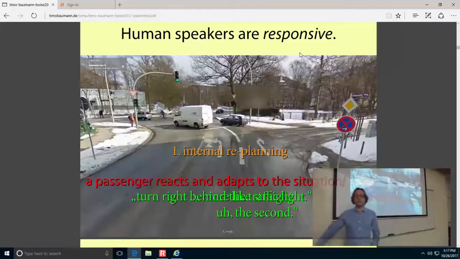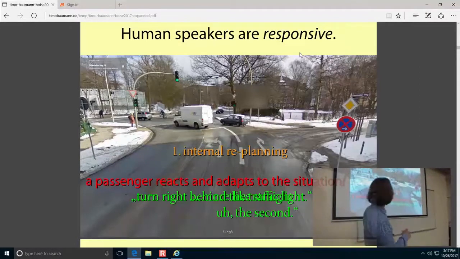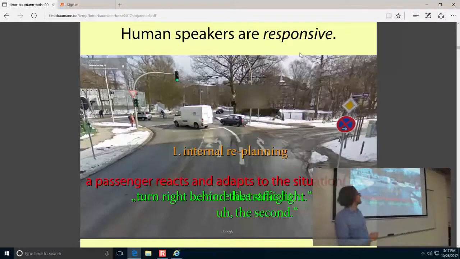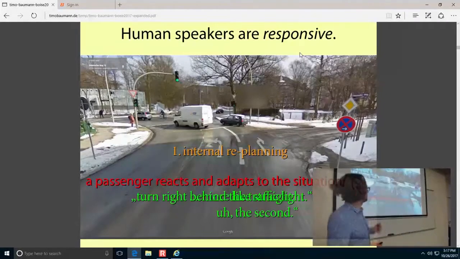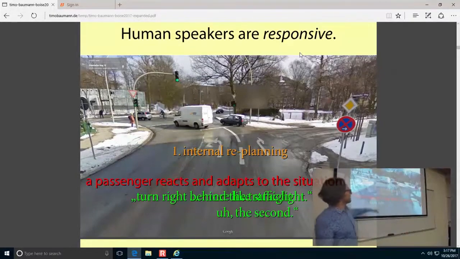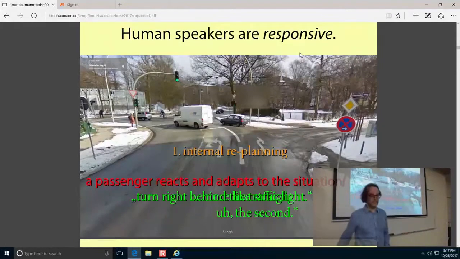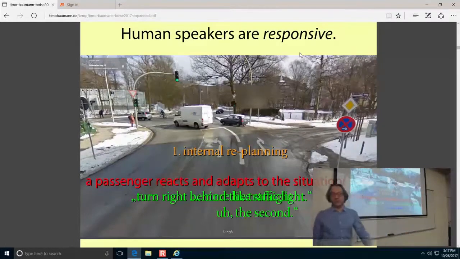Or external events could be a reason. So I could say, follow the blue compact, because that car is going where I want to go, and if I know that already, it might be convenient to relate to this external event. Or I could respond to the interlocutor, the driver in this case. For example, if the driver were to slow down here already, I might say something like, later, behind the light. Or of course, as we're talking dialogue, I might respond to the interlocutor's spoken feedback, which might say, behind the light, and then I could say, yeah, behind the light.